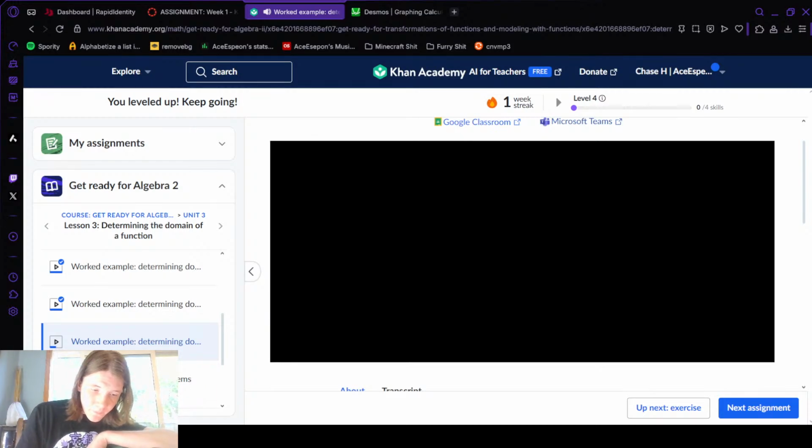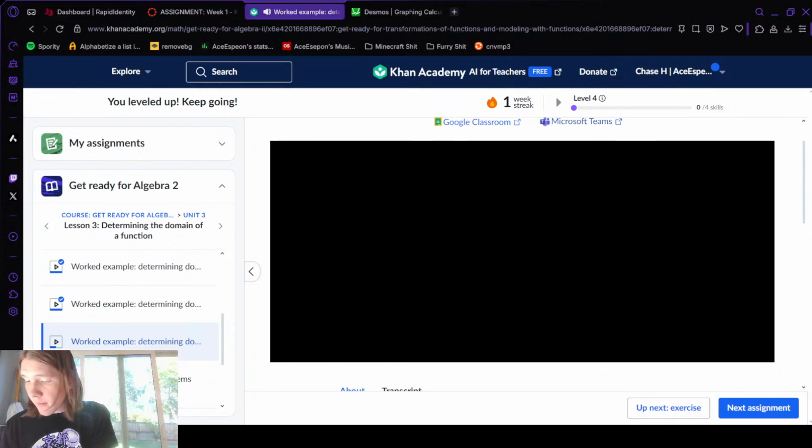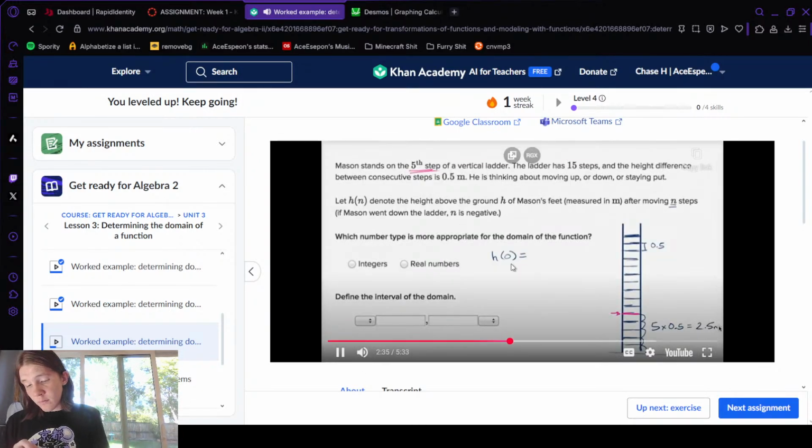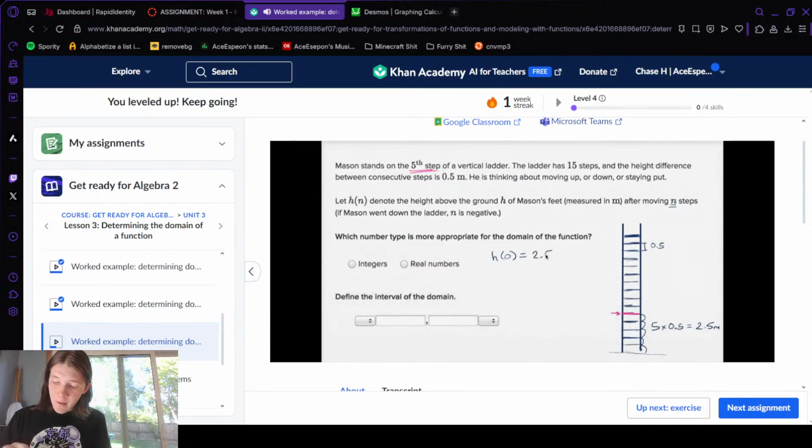Well, h of 0 means that he's moved 0 steps. If he's moved 0 steps, he's still going to be on this 5th step of the ladder. And so how high is he going to be? So if he's on the 5th step of a vertical ladder, I'm assuming that there's 0.5 from the ground. So this is the ground right over here. So he is 1, 2, 3, 4, 5 steps. Each of them is 0.5 meter. So 5 times 0.5 is going to give us 2.5 meters. So h of 0 is 2.5 meters.